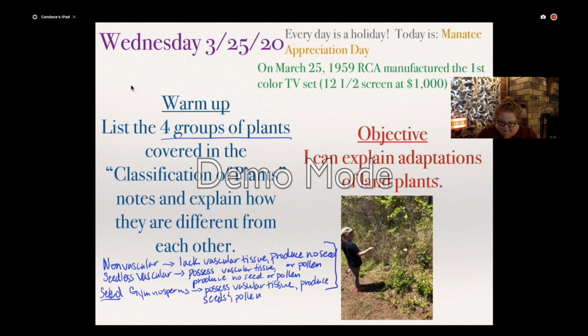And then our final category are angiosperms. They possess vascular tissue. They produce seeds and pollen, as well as flowers and fruit.